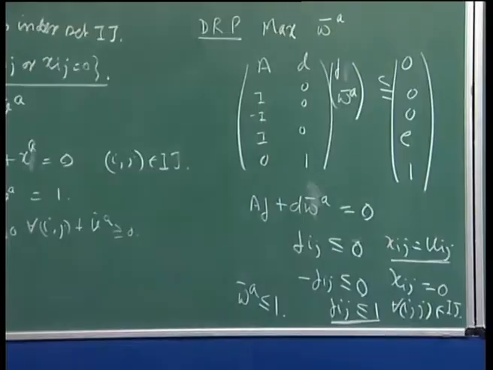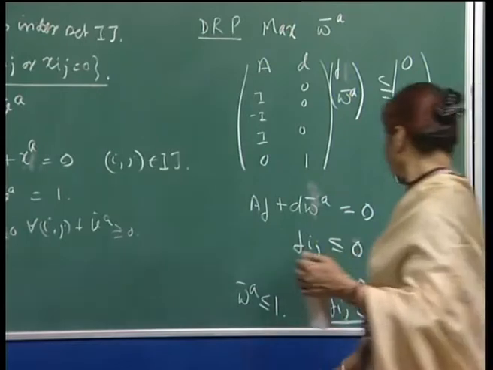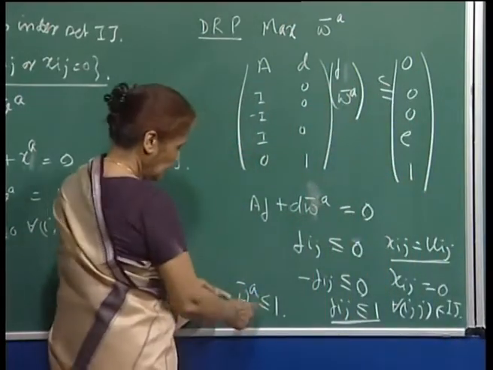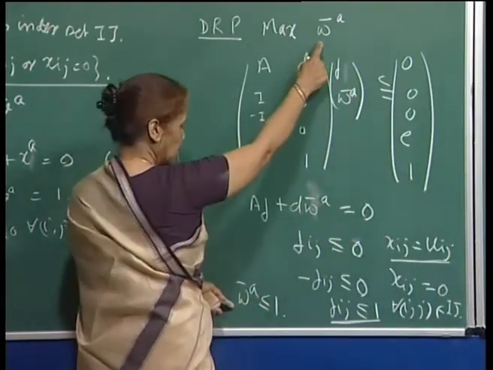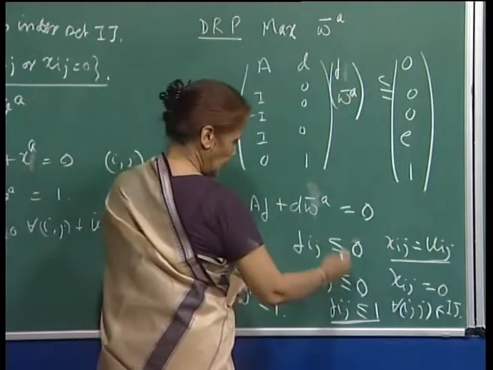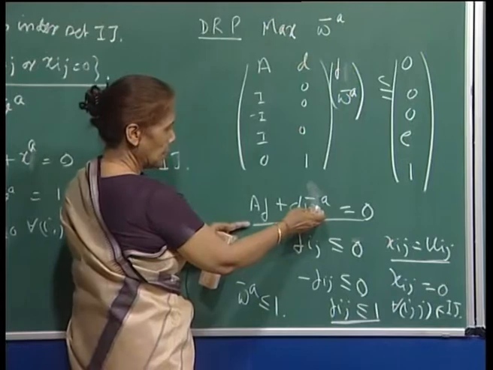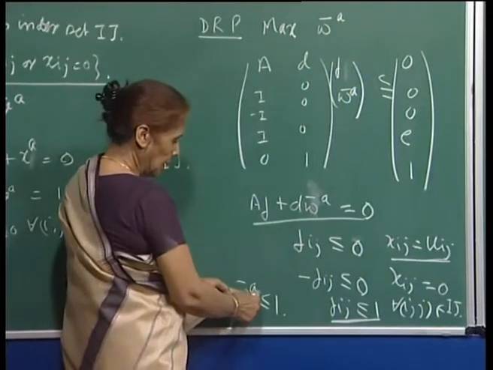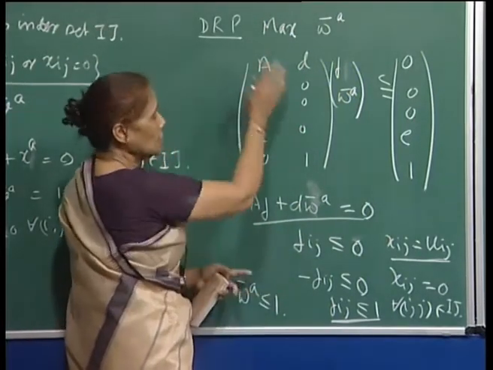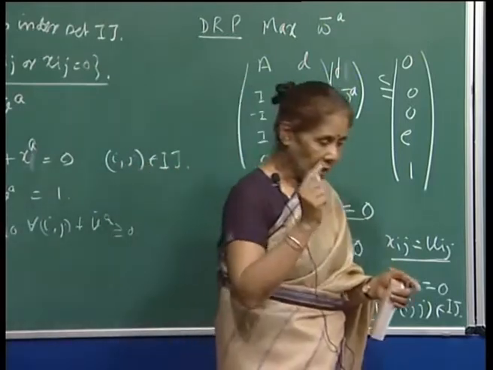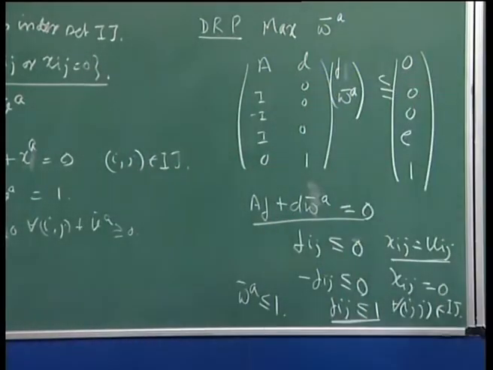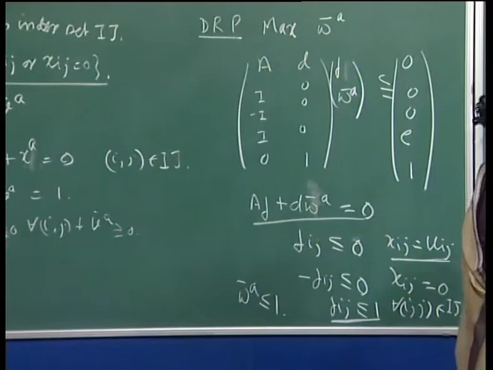then that means my W bar A will be 1, because here you see this is less than or equal to 1, you are trying to maximize it, and all these constraints will be satisfied. Here also you see that these constraints will be satisfied when I choose W bar A less than or equal to 1. So, this will be my optimal solution. So, that means the optimal solution for DRP is finding a path.